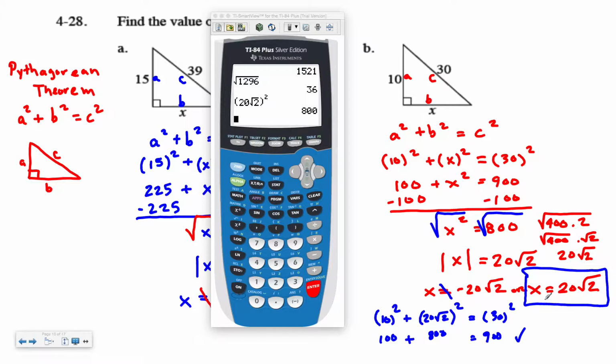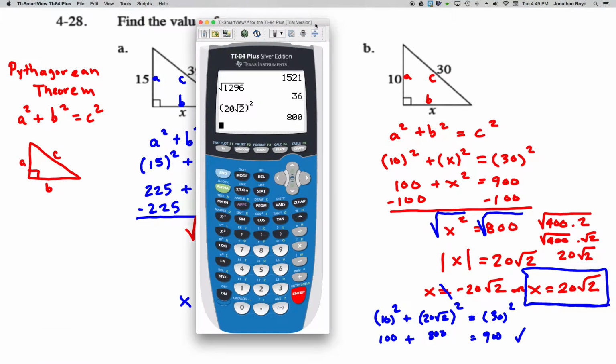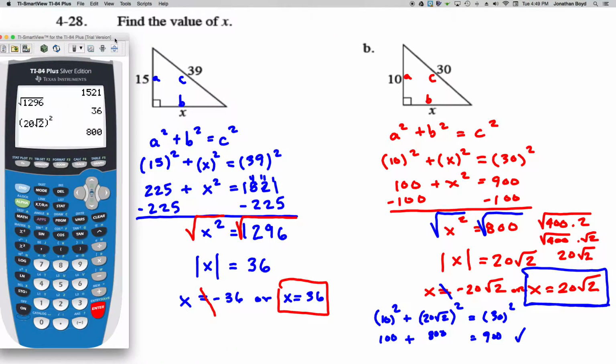So x equals 20 radical 2 for part B. For part A, we got that x equaled 36. This is problem 4-28. Hope that helped you out if you had questions.